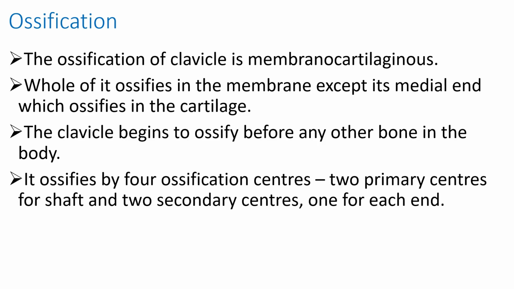Then the clavicle begins to ossify before any other bone in the body. So it is the first bone to ossify within the body. As I said earlier, it is the first bone to begin the process of ossification and the last bone to ossify. Then it ossifies by 4 ossification centers. We have the 2 primary centers for the shaft. The shaft is the body, and then 2 secondary centers, 1 for each end.